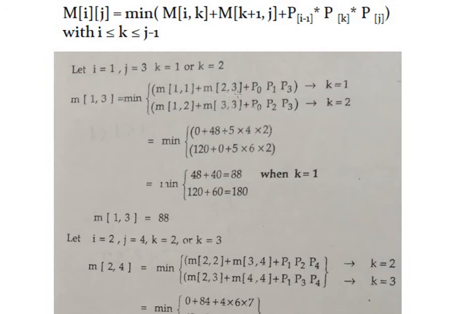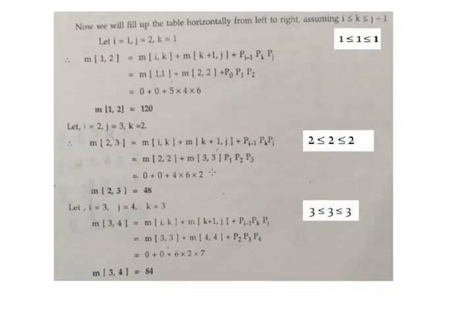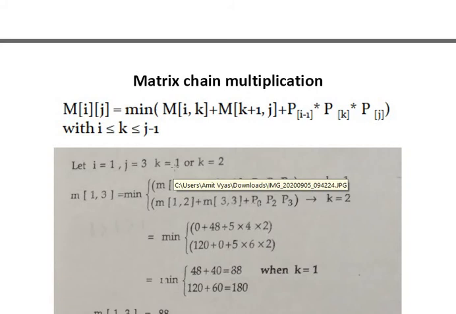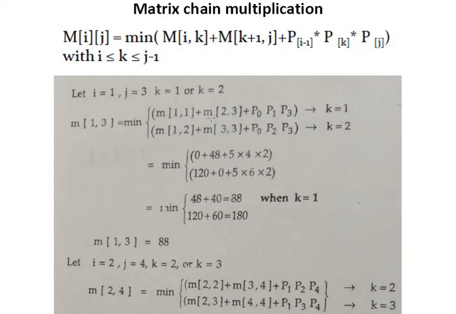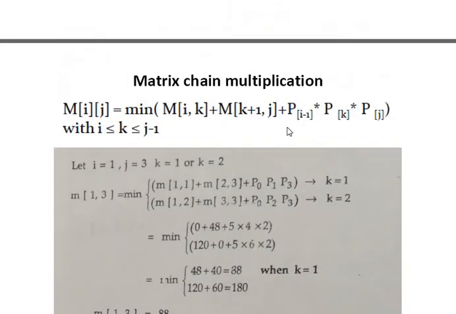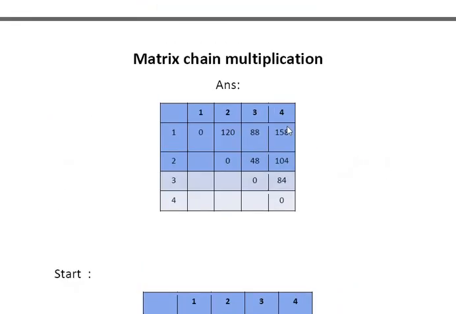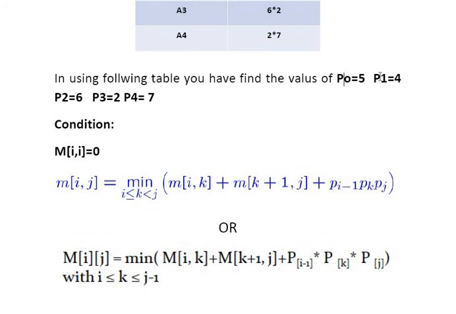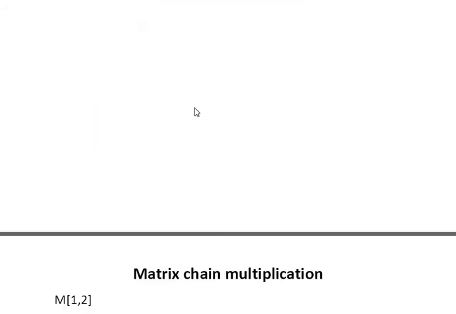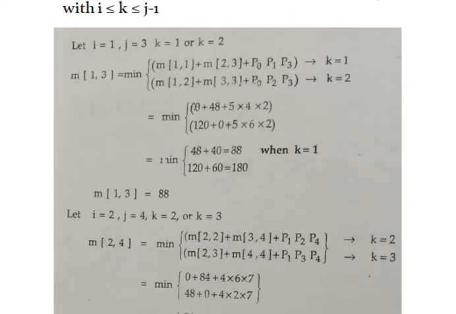What is m of 2, 3? It is a value you have already found, m of 2, 3 is 48, so you do not have to repeat the calculation, just put m of 2, 3, which is 48, plus p0, p1 and p3. So we have p0, p1 and p3, it means 5, 4, 2 and the remaining value is also 4, 6. So we have 5, 4, 2 and 5, 6, 2.